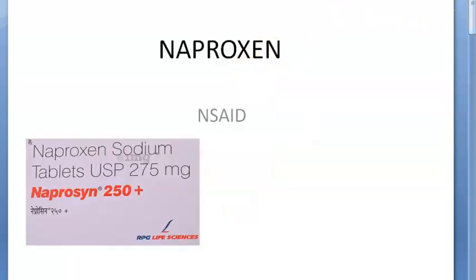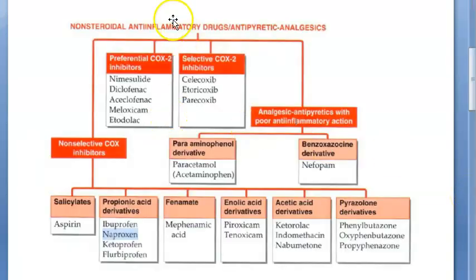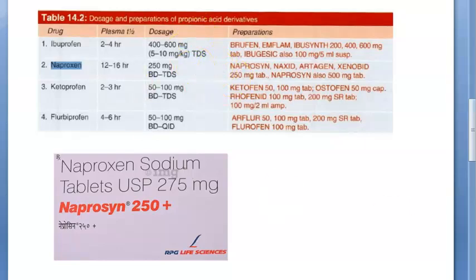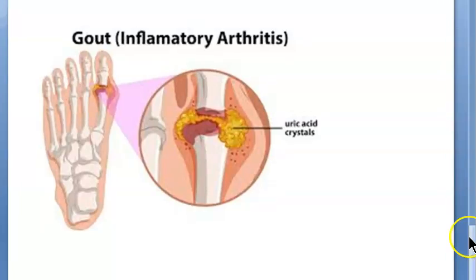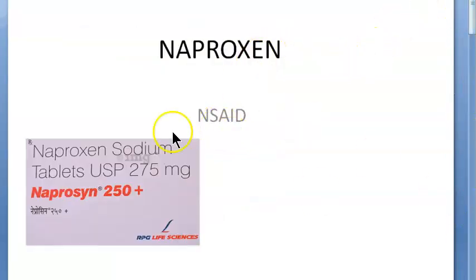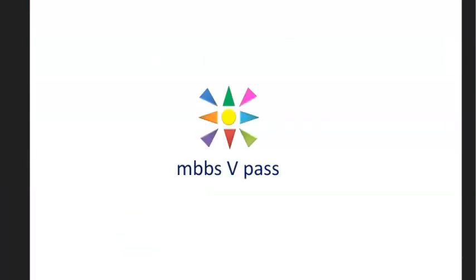Naproxen is what? NSAID, and it is anti-inflammatory, and it is similar to ibuprofen in the classification, and it is mainly used for treating inflammation like in acute gout, rheumatoid arthritis, ankylosing spondylitis, etc. And it can have a thrombotic risk. You should reduce the dose in elderly. These are very specific to naproxen. Otherwise, NSAID means what and all you should know.